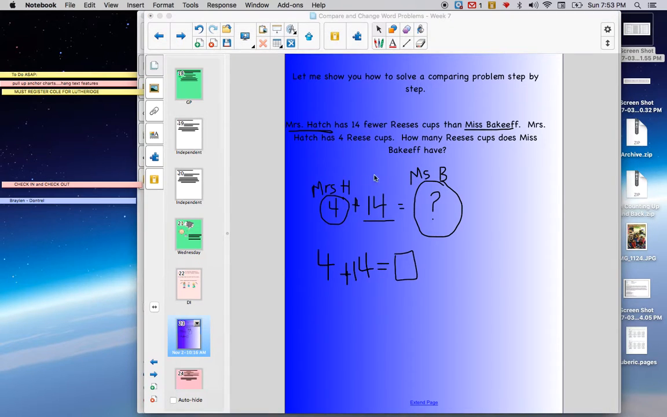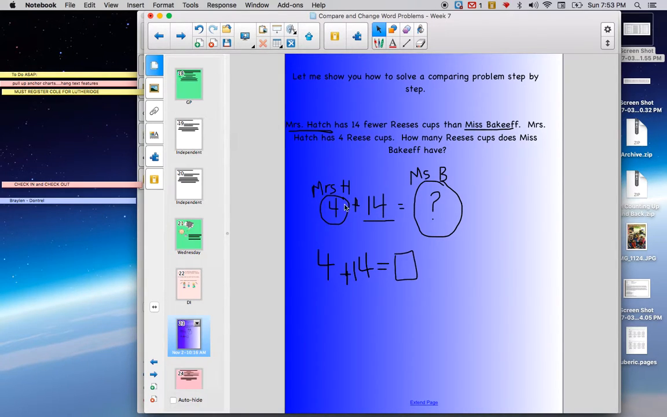An example of our big circle, little circle is right here on this problem. Miss Hatch has 14 fewer Reese's Cups than Miss Bekeef. Miss Hatch has 4 Reese's Cups. How many Reese's Cups does Miss Bekeef have? You can see here that I'm not starting with something and then changing it to something else. I'm starting with something and Miss Bekeef's starting with something, and we're trying to figure out who has more and who has less.